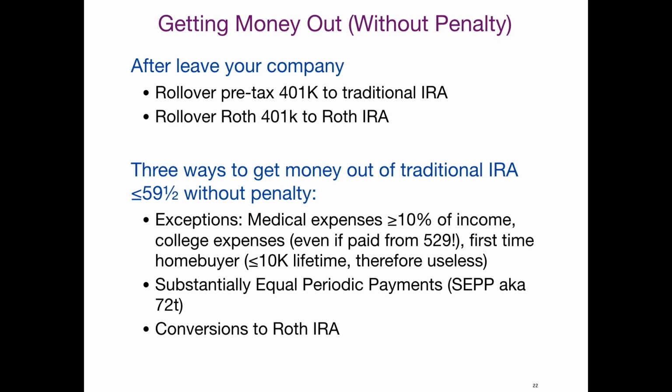But you can get it out for medical expenses, assuming you had a really expensive year. College expenses, even if you paid for it from a 529, which is weird. First-time home buyer, sounds great, right? Because you're all going to be first-time home buyers. But the maximum is $10,000 once in your lifetime. So you can buy like a quarter of a down payment on a little tiny house in the middle of the desert.